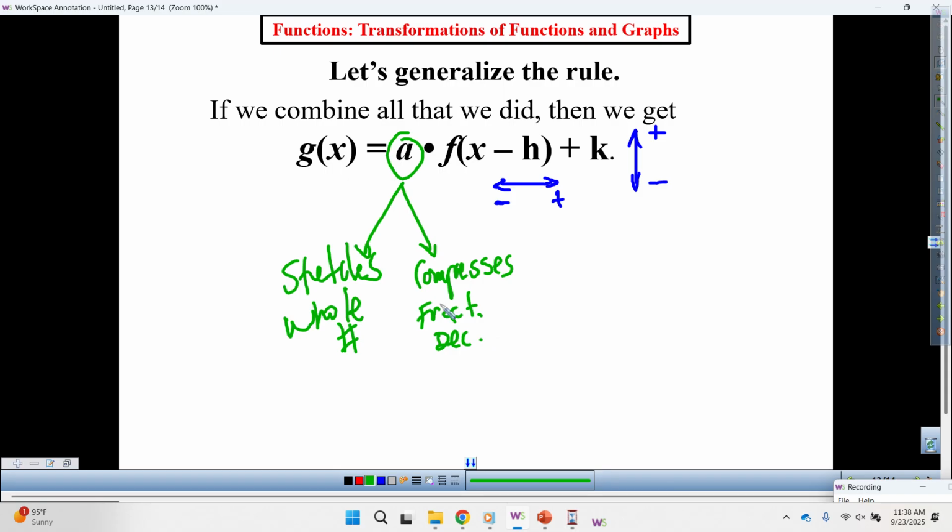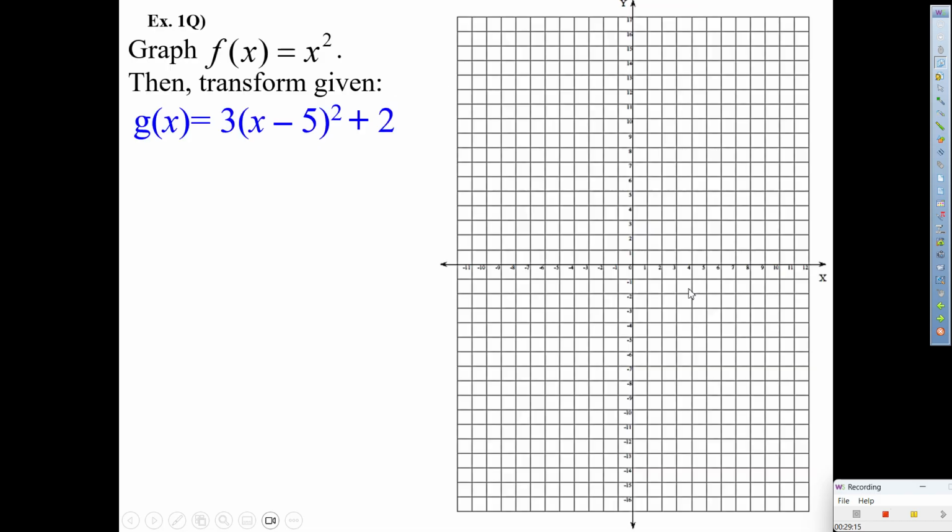We just need practice. All right, so with that said, get a new graph paper, another big one. Copy this at the top left: example 1Q. It says graph f of x equals x squared, then transform given g of x equals 3 times the quantity x minus 5 squared plus 2. Copy that.